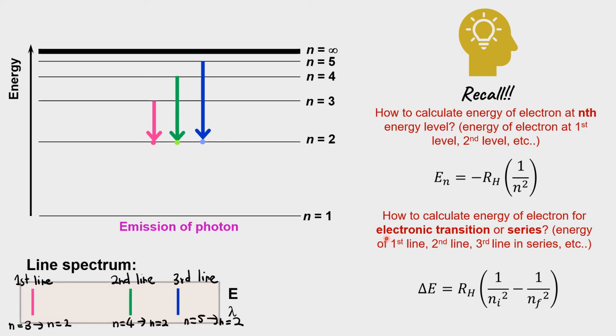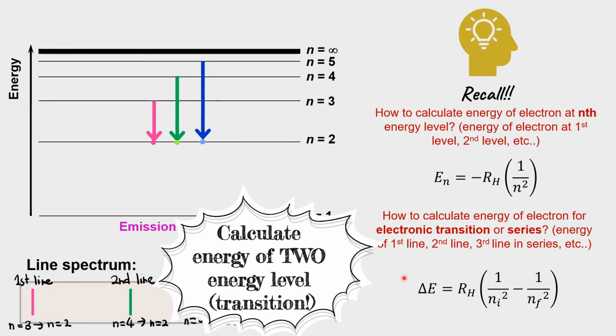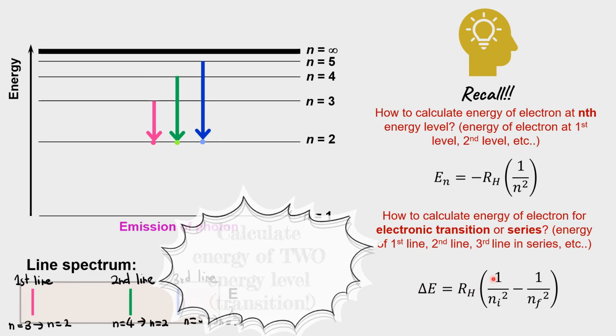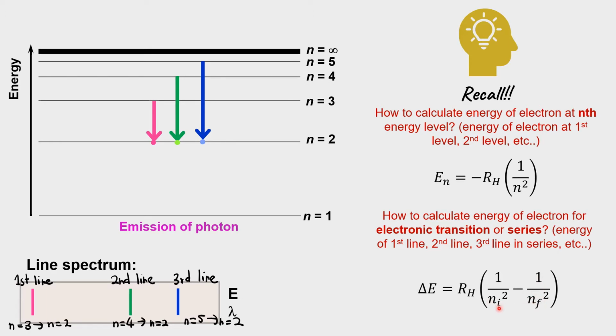But when you are about to find the energy for an electronic transition or lines in the series, you have to use this formula, delta E. Delta E equals Rh times 1 over ni squared minus 1 over nf squared, where ni is the initial energy level and nf is the final energy level. For emission, ni will be the higher energy level and nf will be the lower energy level, because the electron falls back from a higher energy level to a lower energy level. That is the difference between En and delta E application. Delta E is used to calculate energy involving two energy levels, while En is used to calculate energy for one energy level only.